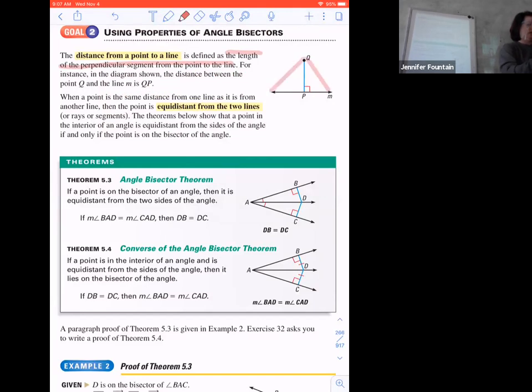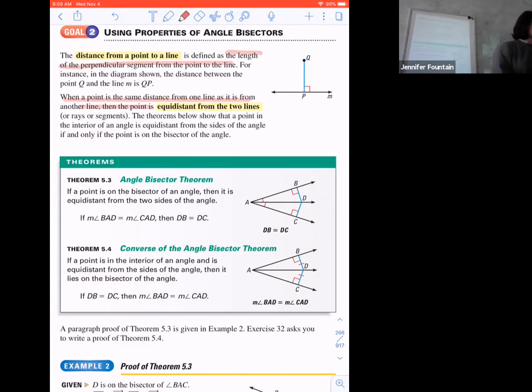So we can see that when we're talking about those distances, it says when a point is the same distance from one line as it is from another line, then the point is equidistant from the two lines. When the point is the same distance from one line as it is from another line, then it is equidistant from the two lines or rays or segments. It could be a line, it could be a ray, it could be a segment.